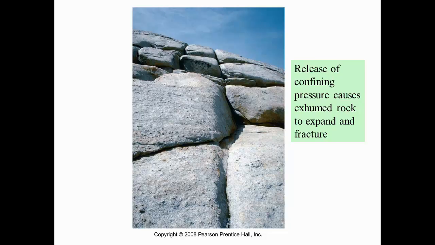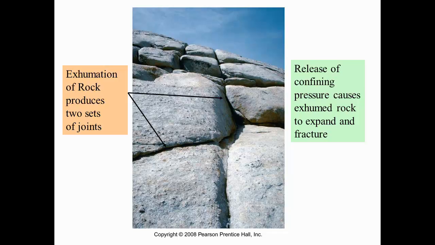And recall that in the case of sheeting, when the rock was exhumed, it expanded. And this expansion, in turn, produced two sets of joints intersecting at 90 degrees. This is typical of expansion fractures. You get two sets that intersect at 90 degrees.